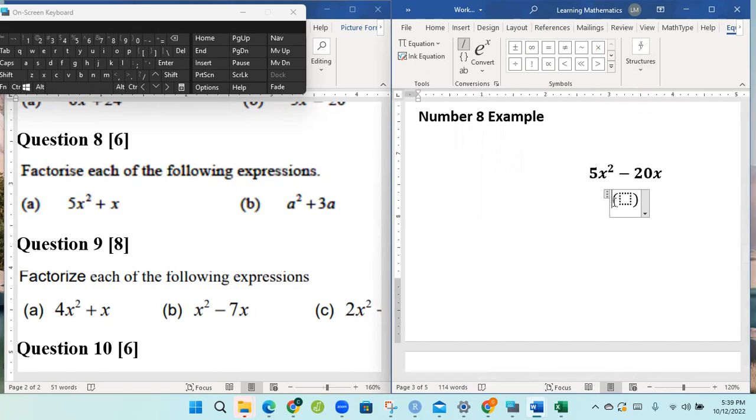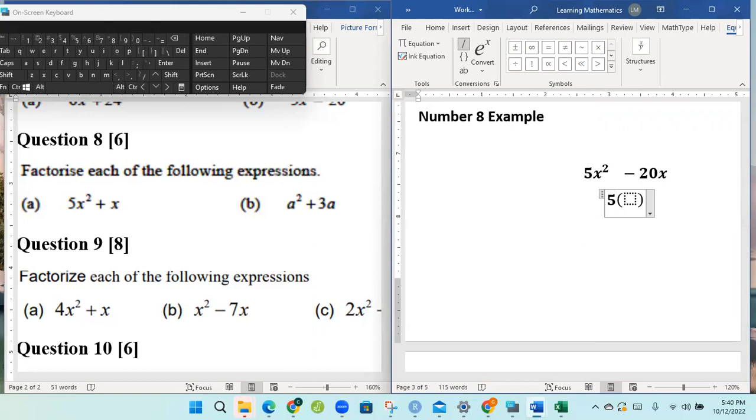Now, you look at the coefficients, the numbers, the 5 and the negative 20. What is the highest common factor between 5 and negative 20? A number, the highest one that can go into both of them without a remainder. 1 for sure is a common factor, but it's not the highest. Actually, it's the lowest. The highest common factor between 5 and negative 20 is 5. So you write down the 5.